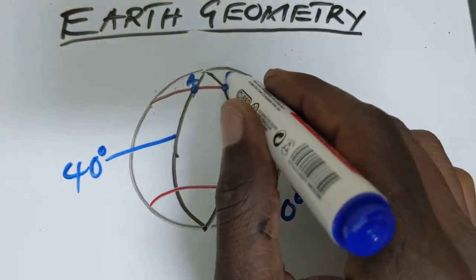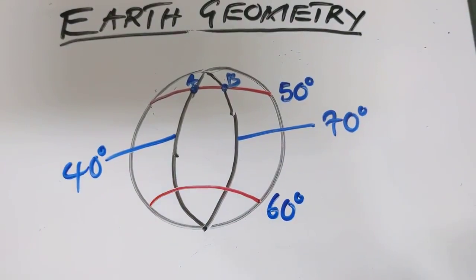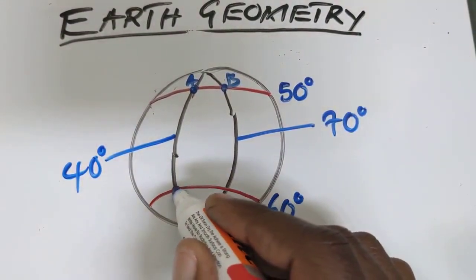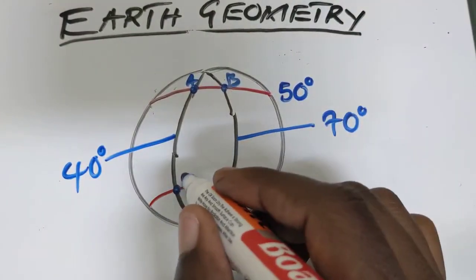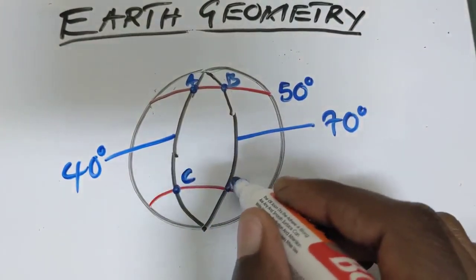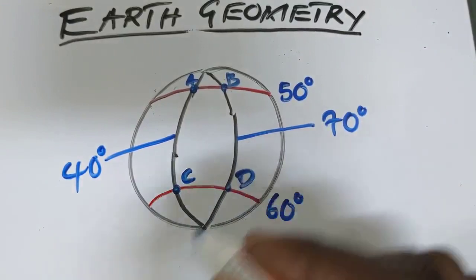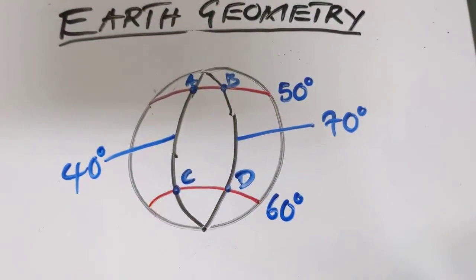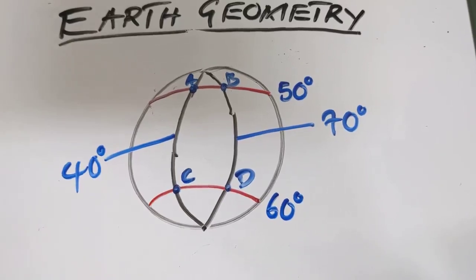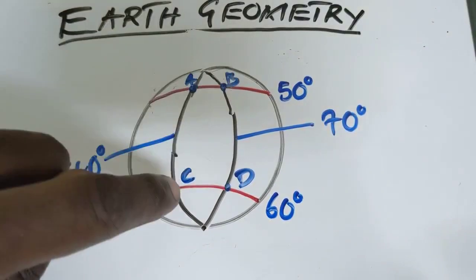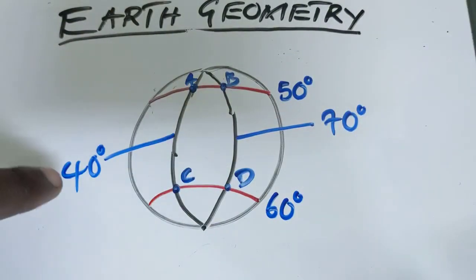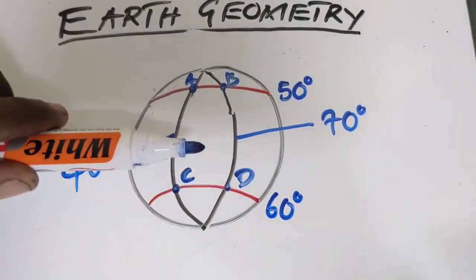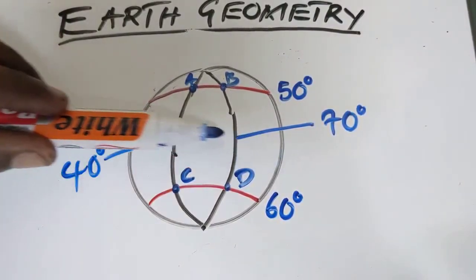There is B, like that. A, B, like that. Then here, say there is C. Here there is D, like that. Okay, I'm sure you're able to see. So this is A, that is B, that is C, D, 50, 70, 60, 40. All right. So what you need to know is that you can even tell that there is a line here.